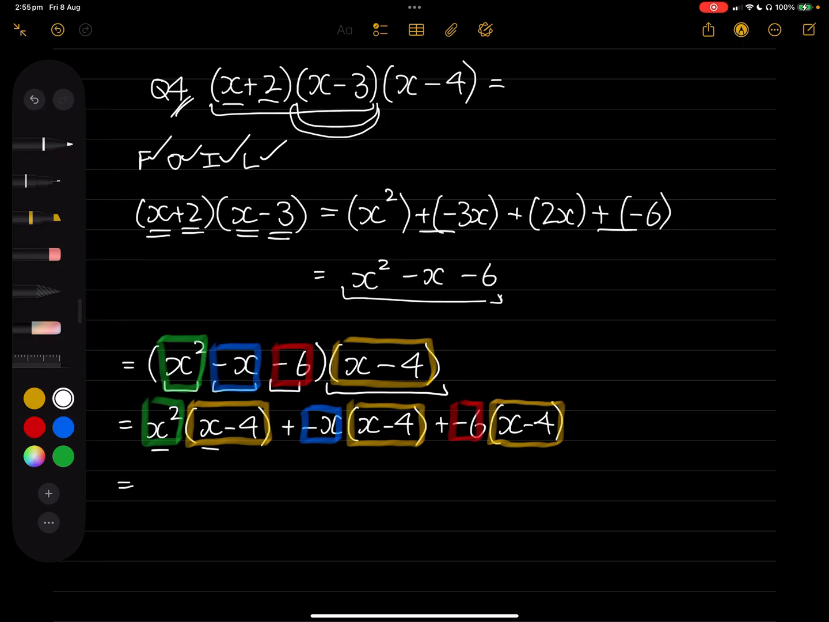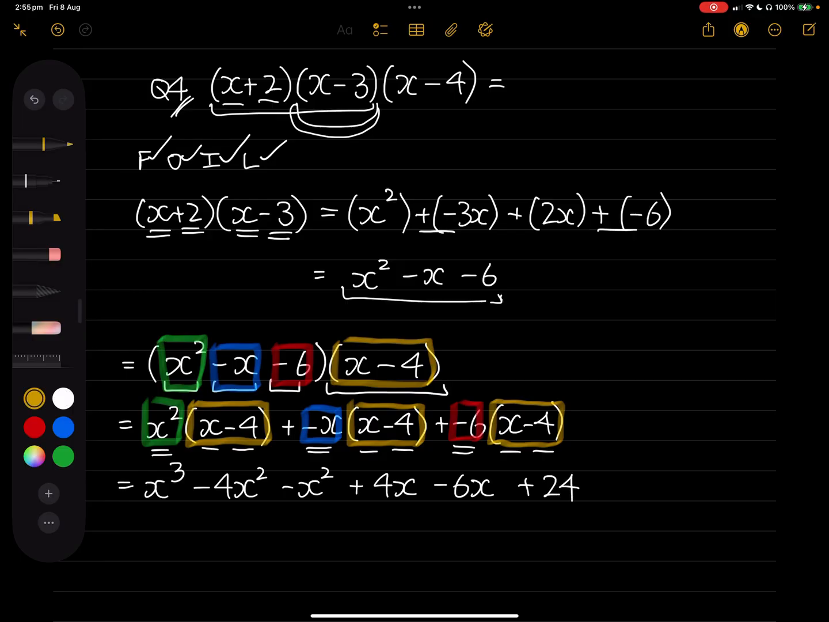So we have x squared times x is x cubed. X squared times minus 4 is minus 4x squared. Minus x times x is minus x squared. Minus x times minus 4 is plus 4x. Minus 6 times x is minus 6x. Minus 6 times minus 4 is plus 24.